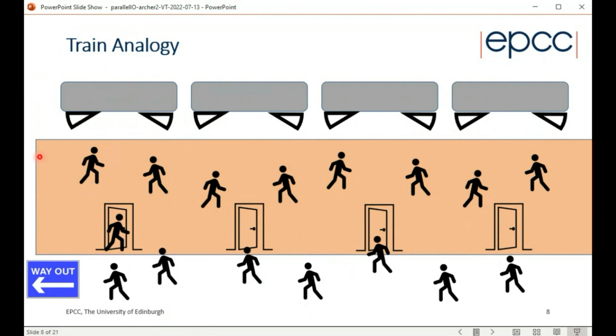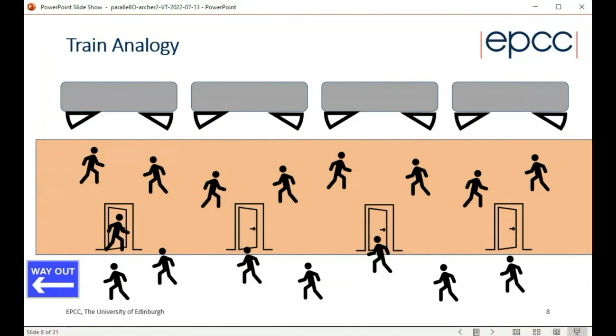Then this is sort of the network, which kind of mingles things together. But these I think of as the disks. These exit gates, these exit doors, are the disks. So here we have 4 nodes, each with multiple processes writing. Everyone gets out onto the platform, and they're heading for these 4 exit doors, which are the 4 disks.